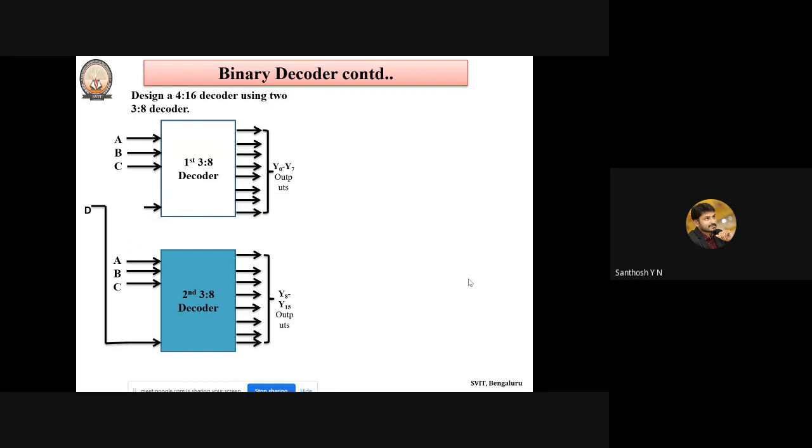So how can these 3 to 8 decoders be used to design higher level decoders? As the question specifies, design a 4 to 16 decoder using 3 to 8 decoders. We have to make use of two decoders of size 3 to 8, and we are supposed to design a 4 to 16. If you observe, I have shorted A, B and C. We need to short A and B as well as C, and one more input will be there, that is considered as D.